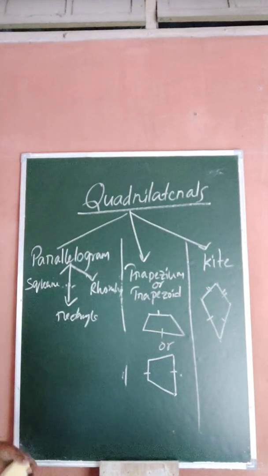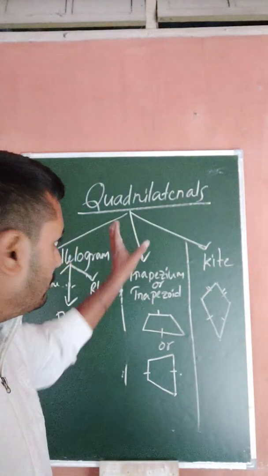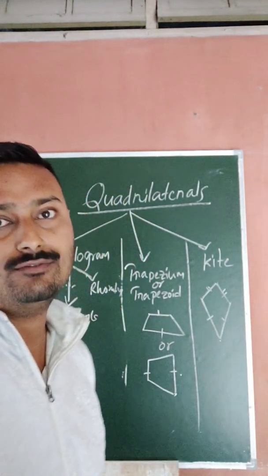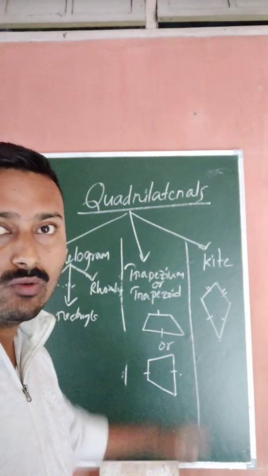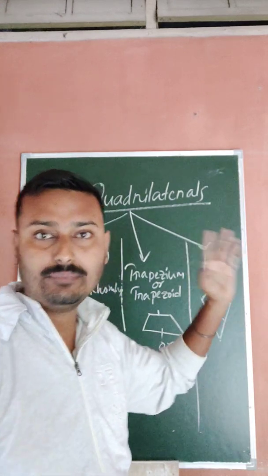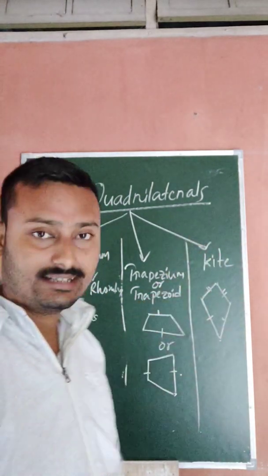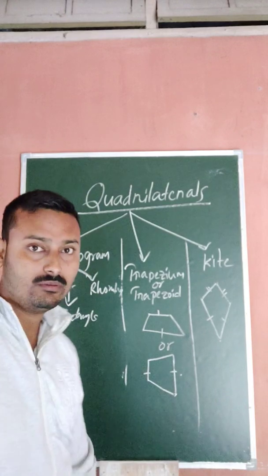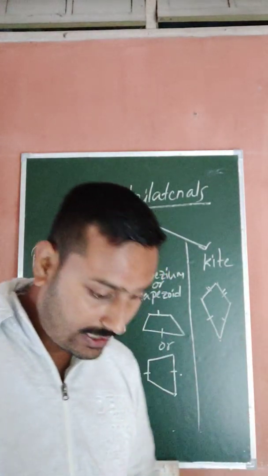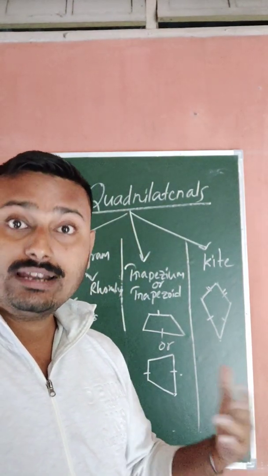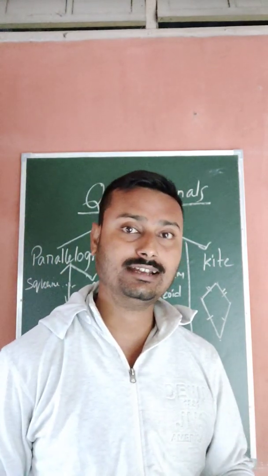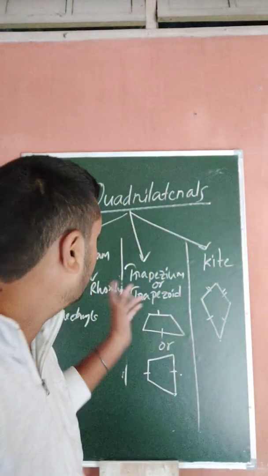So what did we learn today? Quadrilaterals: any closed figure having four sides and four angles is known as a quadrilateral. Quadrilaterals are classified into basically three categories: one is parallelogram, one is trapezium or trapezoid, and one is kite. The definition of a parallelogram: if any opposite pair of a quadrilateral is equal and parallel, or if both pairs of opposite sides are equal in a quadrilateral, it is known as a parallelogram.